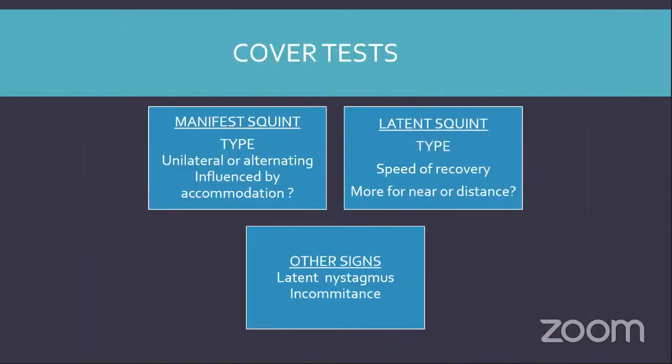So after this test, the phoria may break into a tropia, that is, latent may manifest as manifest squint, or a manifest squint may increase in its amplitude. These are the test results we obtain after the cover test. Then other signs like latent nystagmus and incomitance also may be picked up.